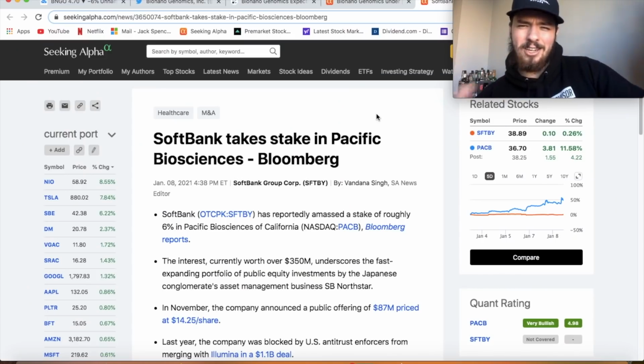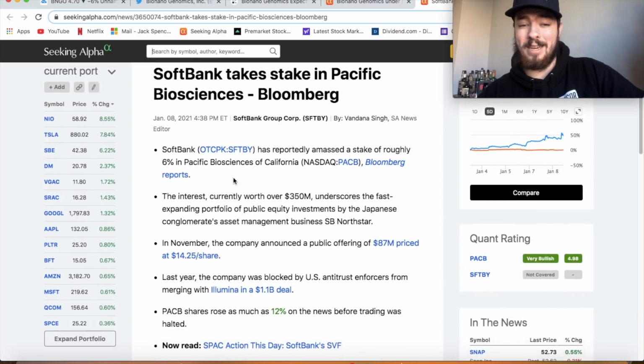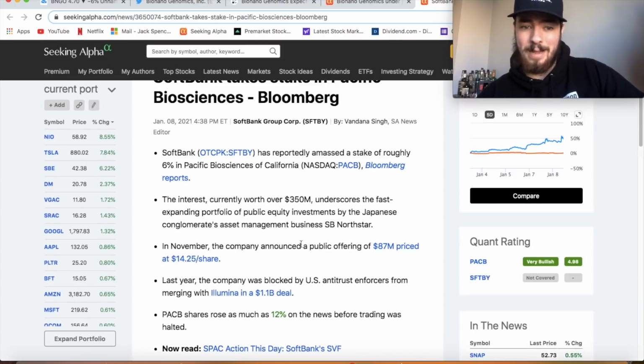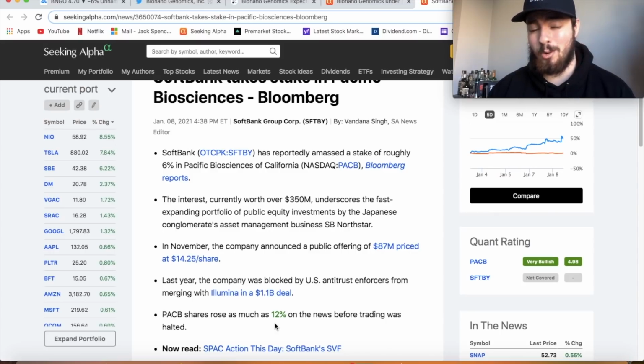Now, there's one more thing I just want to speak about briefly, and it's this, okay? SoftBank takes stake in Pacific Biosciences. They've amassed a stake of roughly 6% in the company. The interest is currently worth over $350 million. And this did really good things for PacB shares as well. They rose as much as 12% on news before trading was halted. So SoftBank is going heavy on PACB at these prices, and it's ARK Invest's single biggest holding in their ARKG portfolio.